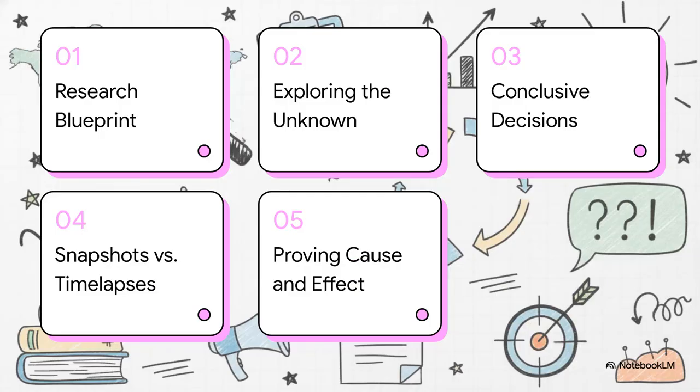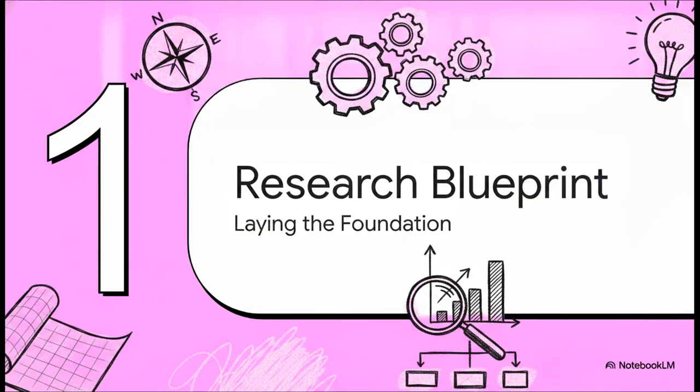To make sure we avoid those costly mistakes, here's our agenda. First, we'll cover the ultimate research blueprint. 2, exploring the unknown. 3, making conclusive decisions. 4, snapshots versus time-lapses. And finally, 5, proving cause and effect. Okay, let's dive into this with Section 1, the ultimate research blueprint.